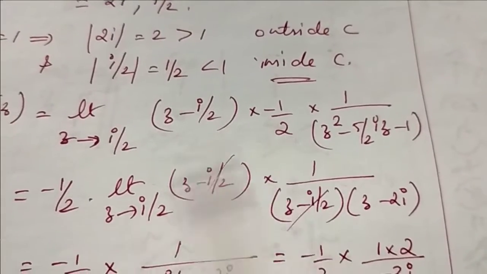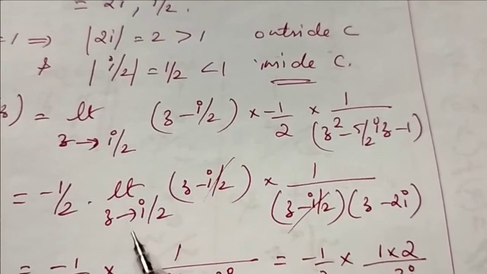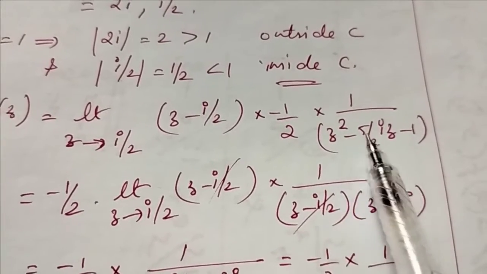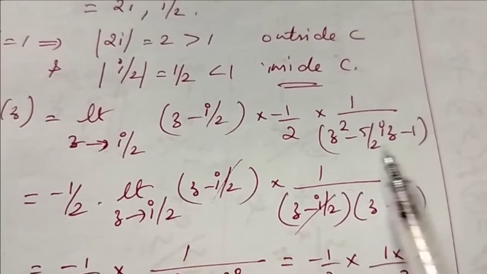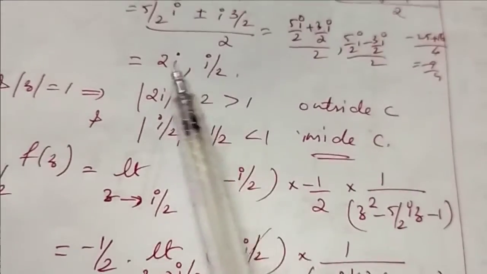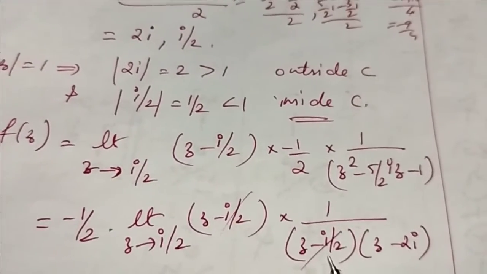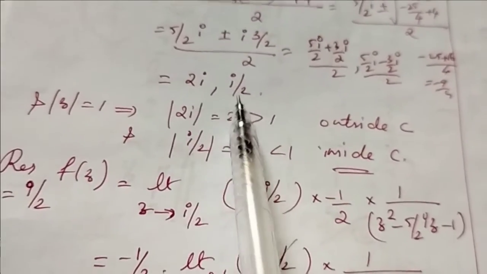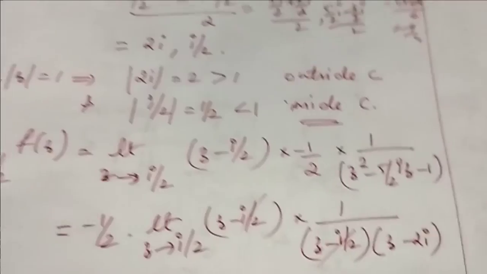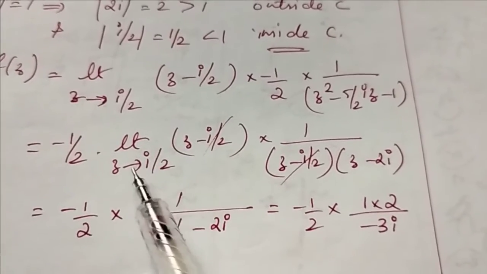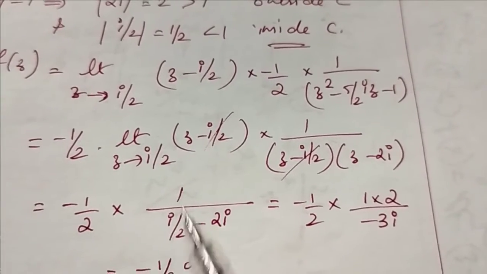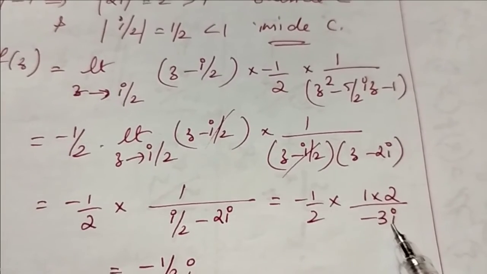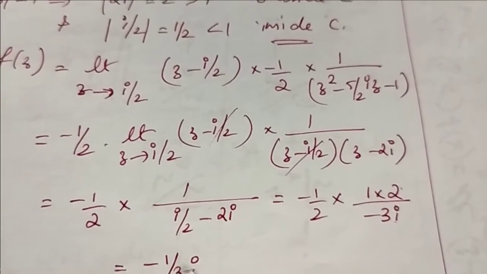And it was minus half into this one. Minus half is a constant, we can take it outside the limit. So limit z tends to i by 2, z minus i by 2 into, factorizing this term z square minus 5iz by 2 minus 1, which are the factors? 2i and i by 2. So it is z minus i by 2 into z minus 2i. If z is 2i, z minus 2i is a factor. If z is i by 2, z minus i by 2 is a factor. So applying the limit, minus 1 by 2 into 1 by i by 2 minus 2i, it is minus 3i by 2, or it is minus 1 by 3i.